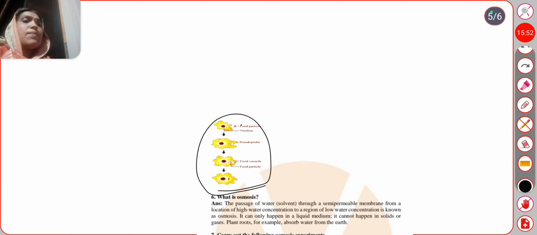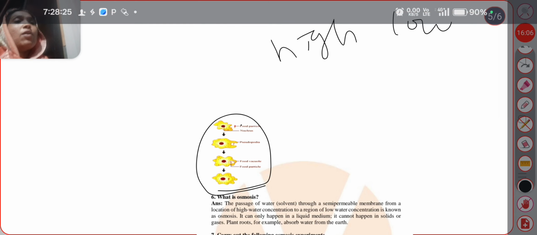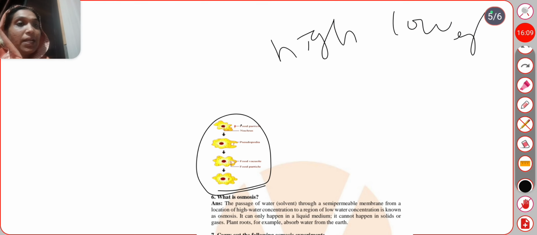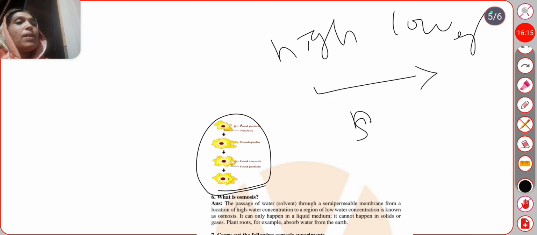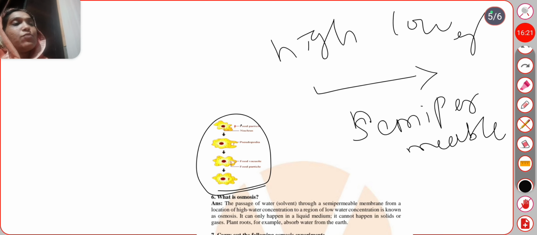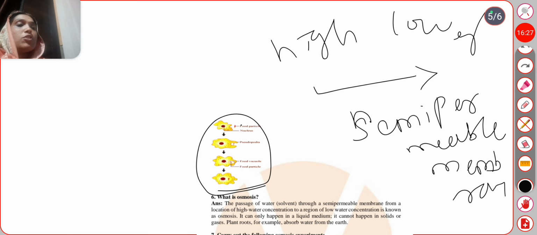Okay, what is osmosis? The passage of water through a semi-permeable membrane from higher concentration to lower concentration. This is also like diffusion, both are the same process, but the difference is that diffusion moves from higher to lower concentration without any membrane, whereas osmosis moves from higher to lower level with a semi-permeable membrane. That is the difference between osmosis and diffusion. Okay, these are some questions.